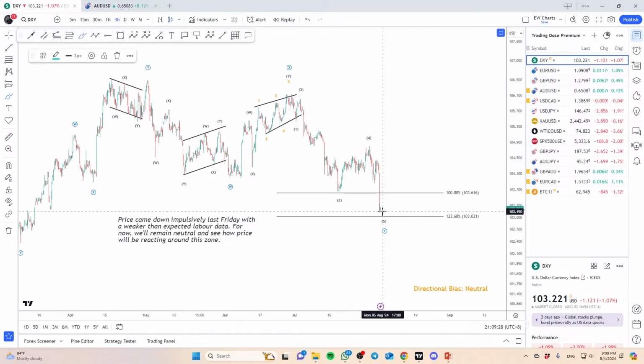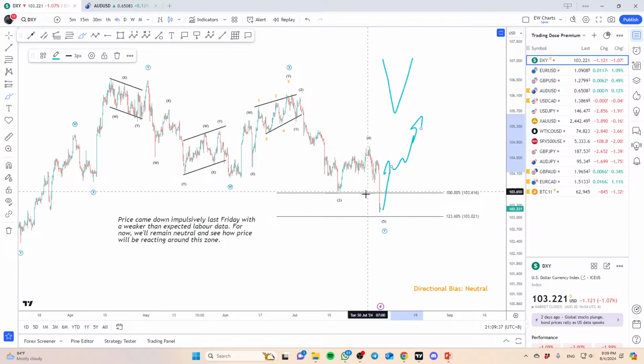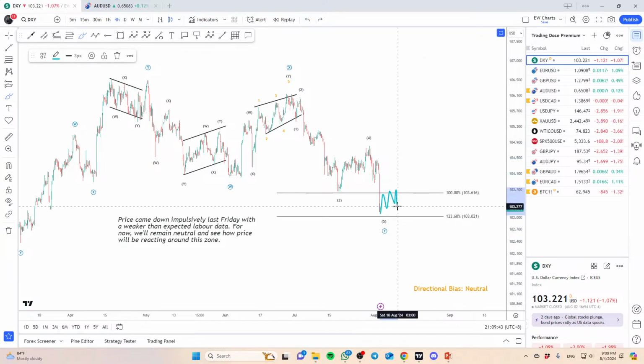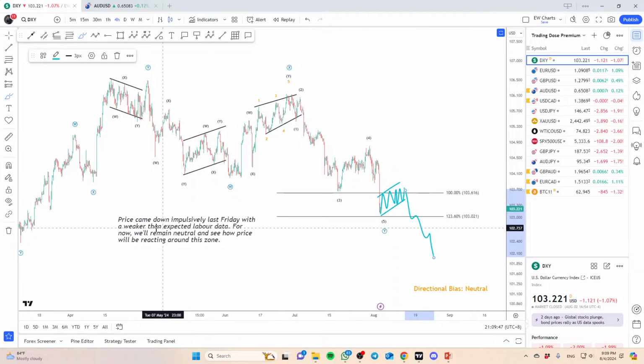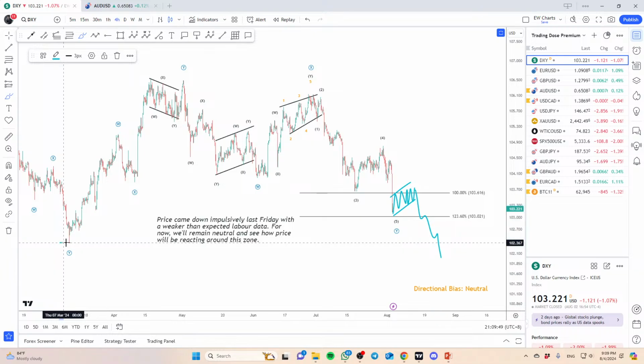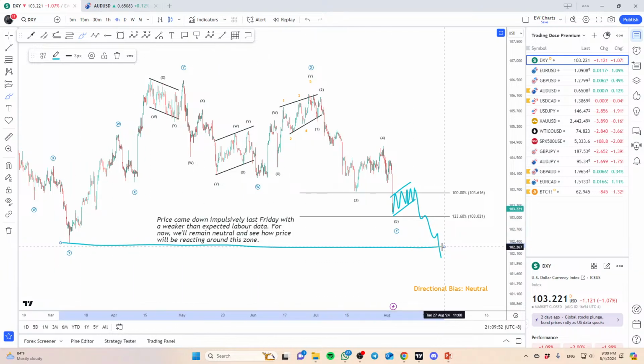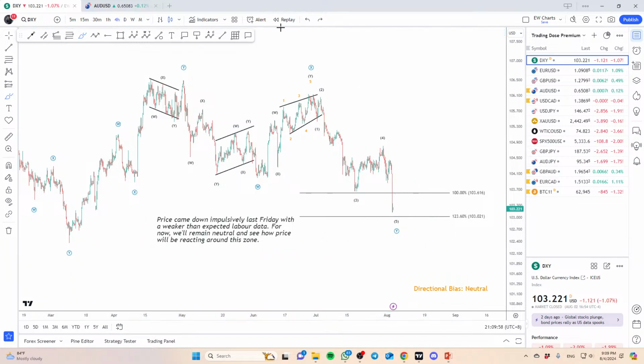Now, if we get an impulsive rejection back up, so kind of like a nice little bounce, then obviously we'll be expecting the pullback, or potentially the dollar strength may come back. However, if it just does a slight, slow corrective pullback, there's a good possibility this will see more downside, and the dollar may retest its recent bottom around 102.40. So we'll see how things go from here.